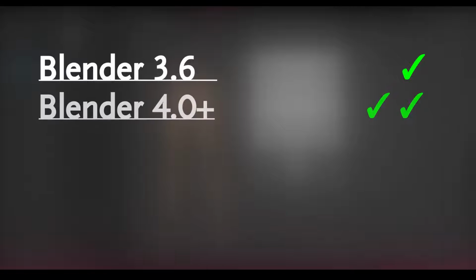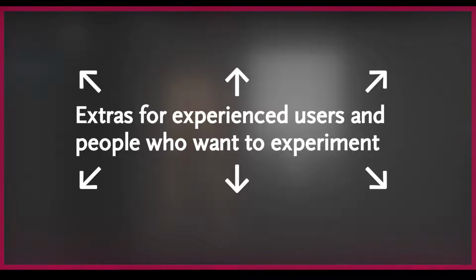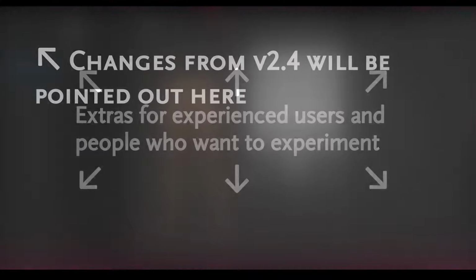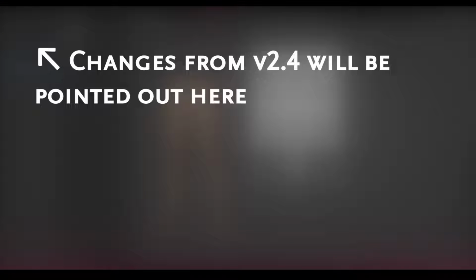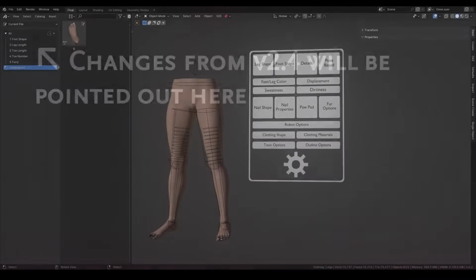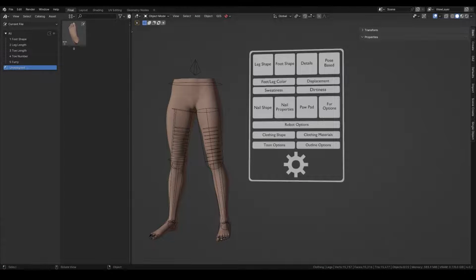This version should still work for Blender 3.6, but many features have been changed with Blender 4.0 in mind. In the corner here, I will be putting up a sign whenever certain features or parts of the tutorial are intended for more experienced Blender users, or for those that want to experiment more with the model. There will also be text on screen when things have been changed from version 2.4. Without further ado, let's begin!